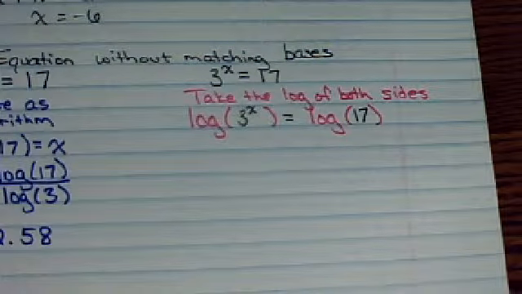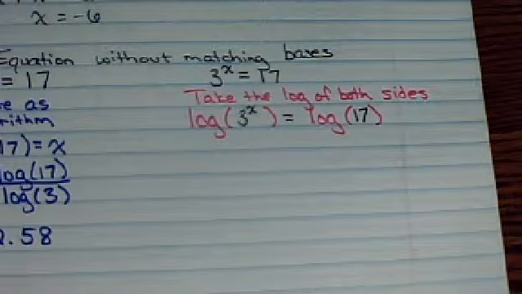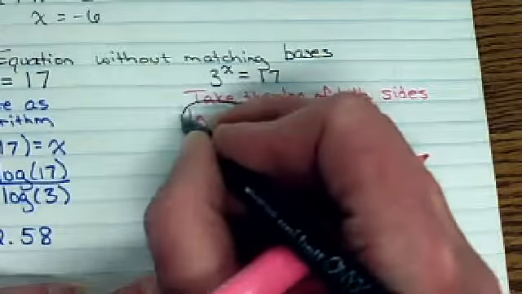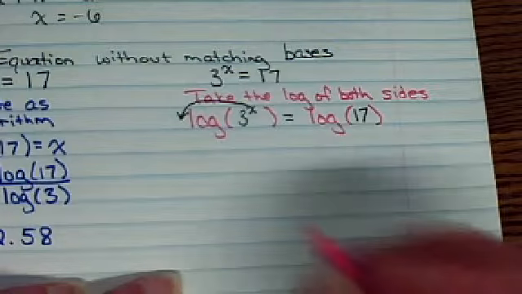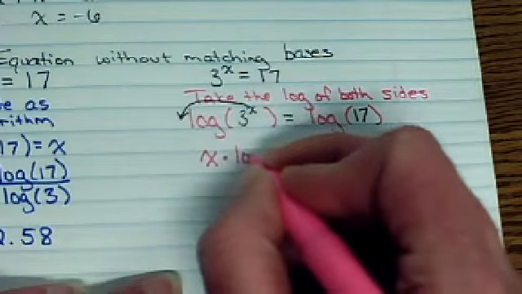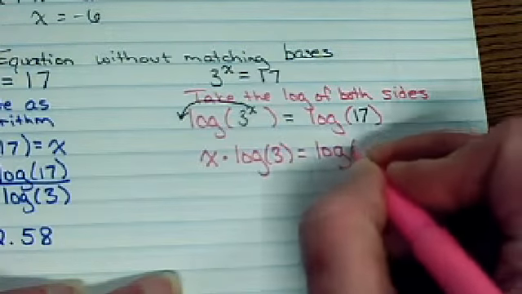Oh, but remember that rule about how we could undo a logarithm or unpack it, expand it? An exponent could go down in front of a logarithm. So if I rewrote that, it'd be x times the log of 3 equals log of 17.